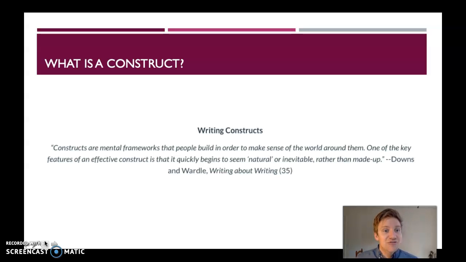One of the key features of an effective construct is that it quickly begins to seem natural or inevitable rather than made up. In other words, a construct is a way that we see the world that is so foundational that we don't even question it or research it anymore. We just accept it.